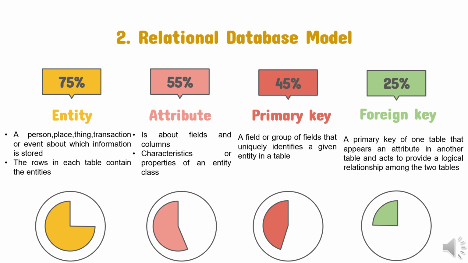The second one is attribute. Attributes are the fields and columns, the characteristics or properties of an entity class. The third one is primary key, which is a field or group of fields that uniquely identifies a given entity in the table. The fourth one is foreign key, which is a primary key of one table that appears as an attribute in another table and acts to provide a logical relationship among the two tables.